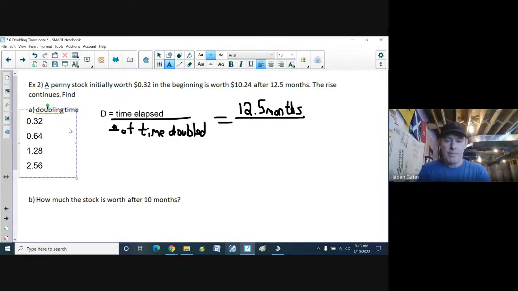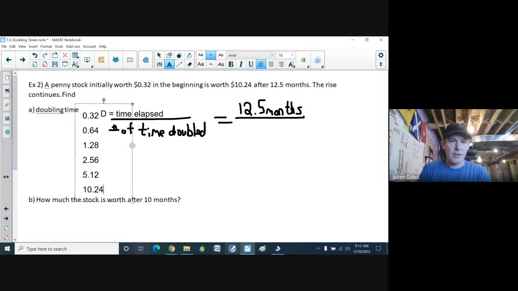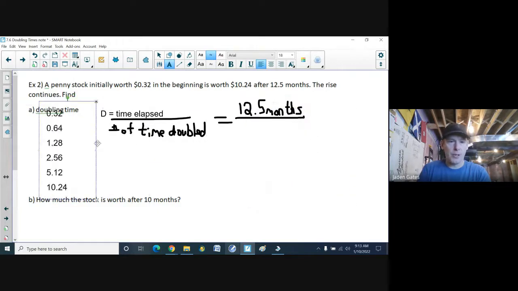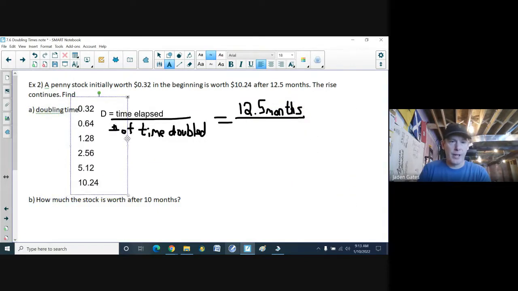$2.56. I doubled that number, still going here, $5.12. And then I double that number to finally get $10.24. Where am I going to put this? Right there, I guess, so I can fit it in.